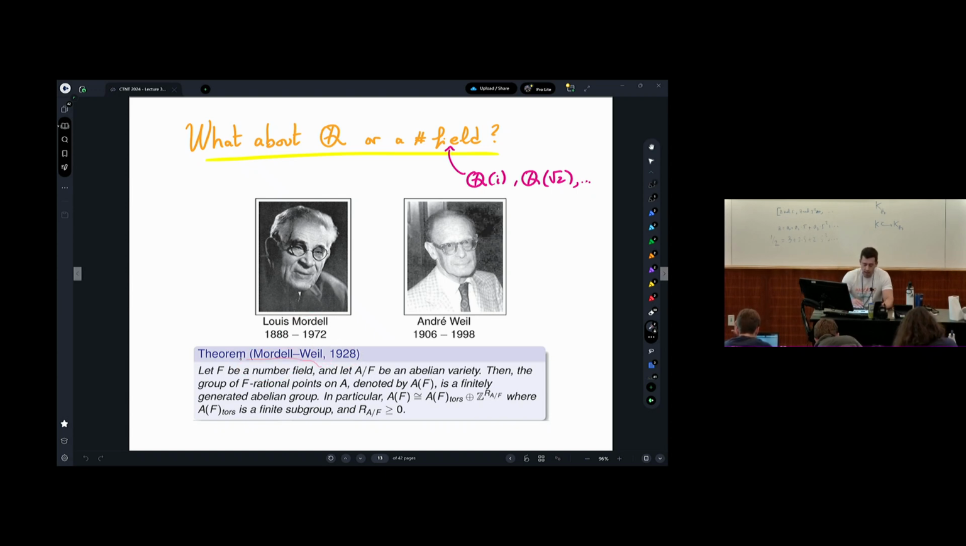He proved that the Q-rational points, the Q points on an elliptic curve over Q, form a group that is finitely generated. And they proved that for any number field and for any abelian variety, that is also true. Then Néron proved that this is actually true for any elliptic curve over a field that is finitely generated over its base field. So it is also true for elliptic curves over function fields with coefficients in finite fields.